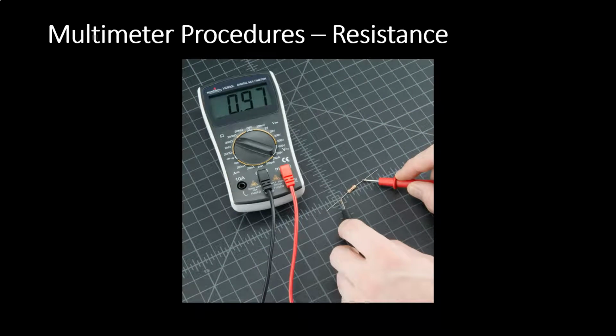Resistance is also measured across the component. So we hook the two test leads to both sides of the resistor, and that little tiny thing with the colored bands is a resistor. And remember, resistors resist electricity flow or electron flow. And in this case, we're seeing a reading of 0.97. So this is probably a 1 ohm resistor, and with a tolerance, it's slightly lower than 1 ohm.